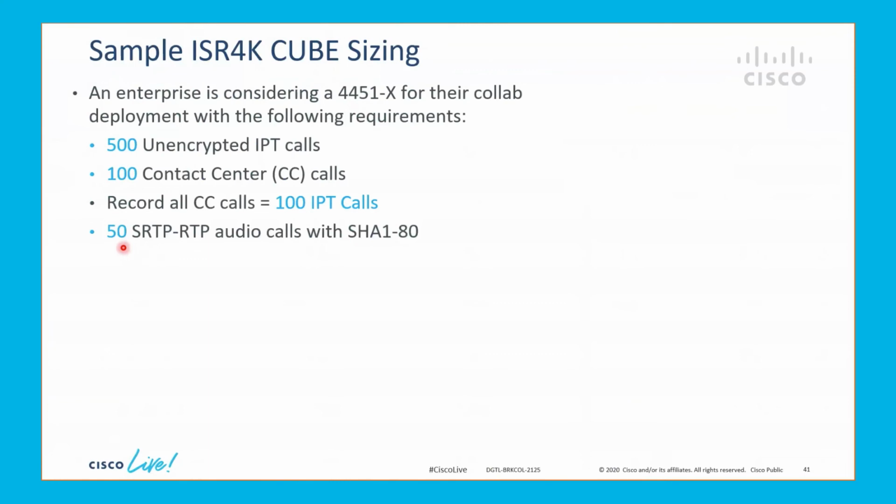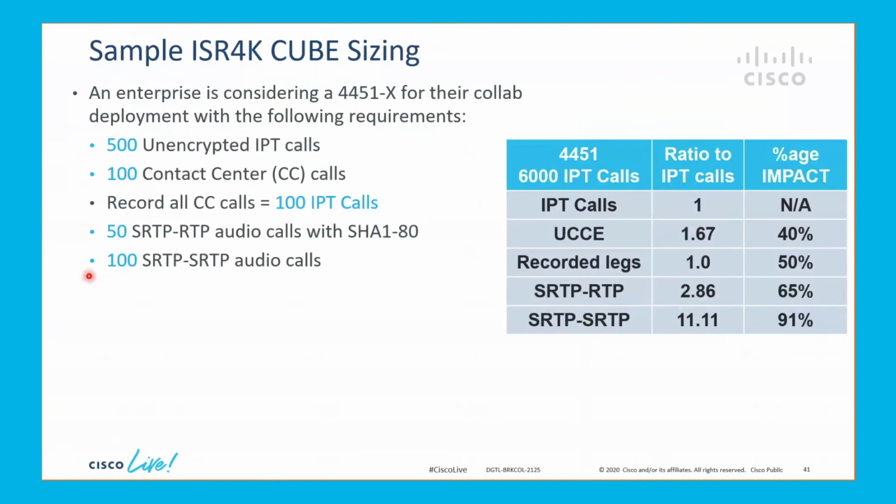They want to do 50 SRTP to RTP audio calls with SHA-1 80 on the same box. And then they also want to do 100 SRTP to SRTP audio calls on top of all the load that we have listed over here from top to bottom. So what we have to do is see, can the 4451X meet the customer's requirement? With the 4451, without going back to the slides, you can see I have put all the numbers over here. It can support 6,000 IP telephony calls.